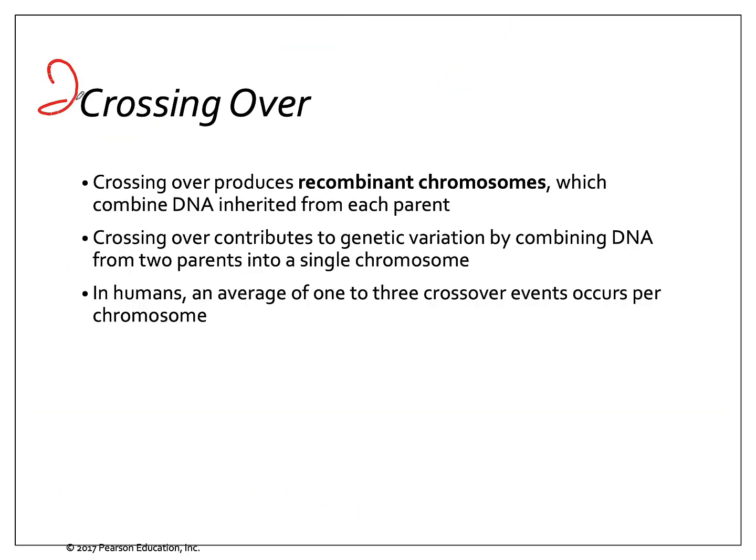The second mechanism of crossing over is recombining chromosomes. So this is where we're going to actually take pieces of the chromosomes, they're going to physically cross over each other and switch. This is not rare. In humans, we get 1 to 3 crossover events per chromosome. So you have 23 chromosomes. This is going to happen 1 to 3 times per chromosome. So this is very, very common.